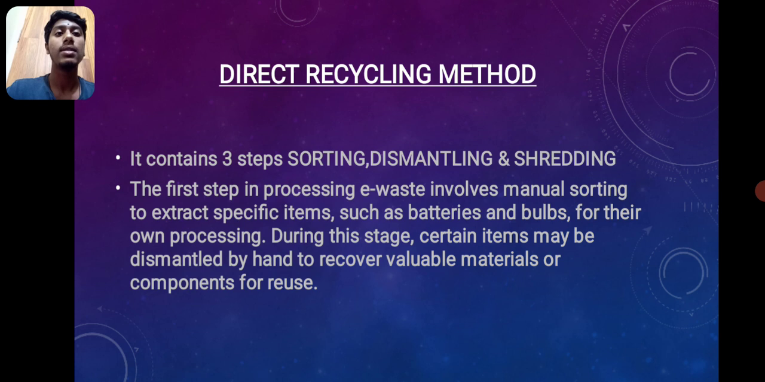The last method is the direct recycling method. It contains three steps: sorting, dismantling and shredding. The first step is processing e-waste, which involves manual sorting, extracting specific items such as batteries and bulbs for their own processing during this stage. Certain items may be dismantled by hand to recover valuable metals or components for reuse. After these steps, the metal is recycled and recovered.